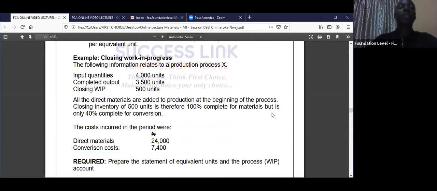We say the following information relates to a production process X. Look at the input quantities in material. This is the input quantities is 4,000 units. Of course, it should be material. Now, completed output is 3,500 units. And that means closing work in progress is 500. So it means we put in 4,000, 3,500 has been completed, and 500 is remaining uncompleted.